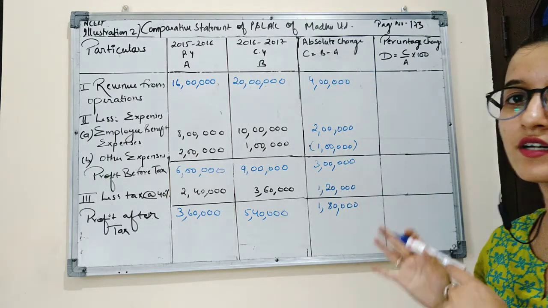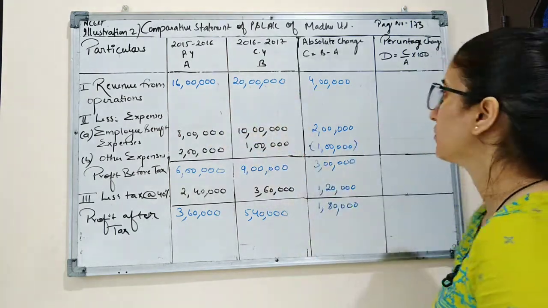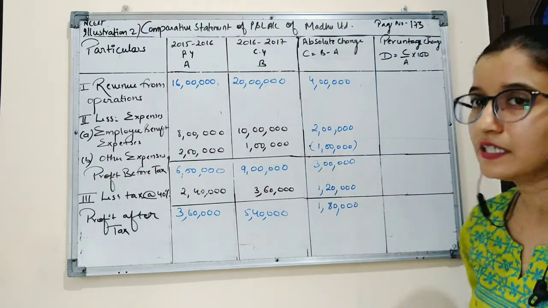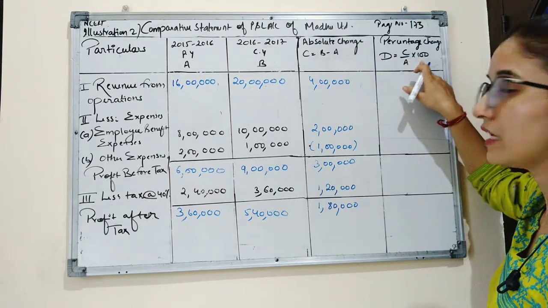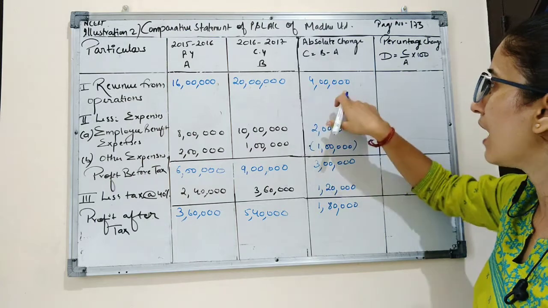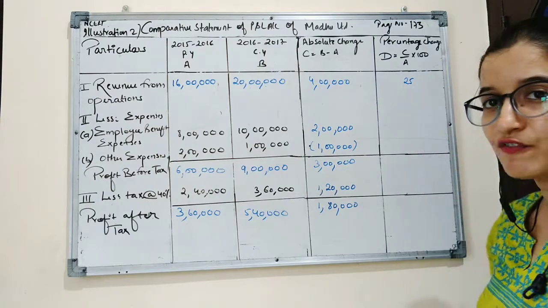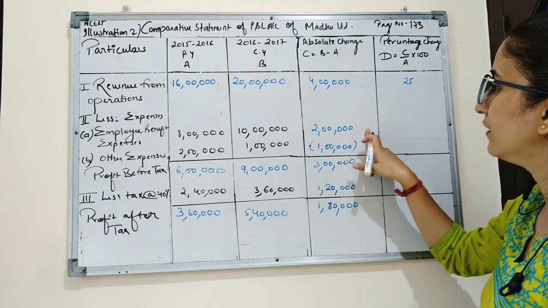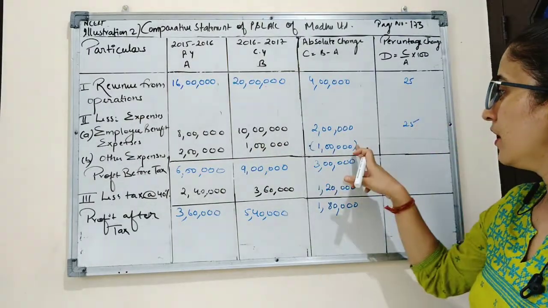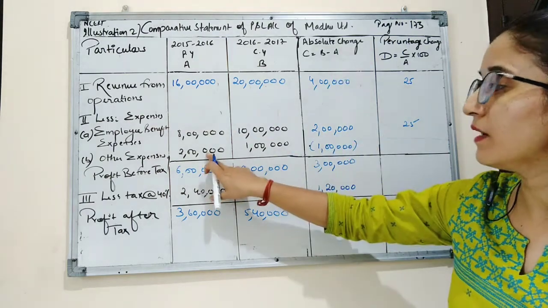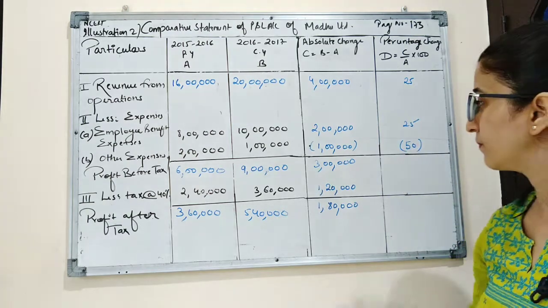So here is how absolute change is to be calculated. The simple formula for calculating absolute change is subtracting previous year amount from current year amount. Now, how to calculate percentage change? So here, percentage change is calculated as C upon A into 100. So here C is 4 lakh. 4 lakh divided by 16 lakh into 100, we will get 25%. 2 lakh divided by 8 lakh into 100 will be the same 25%. Now, negative value of 1 lakh divided by 2 lakh into 100, we will get negative value of 50%.